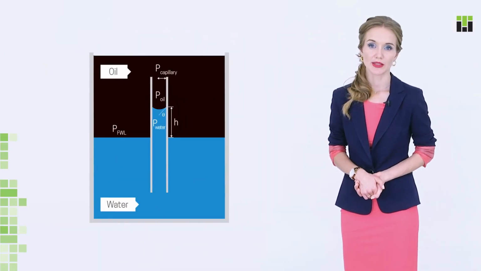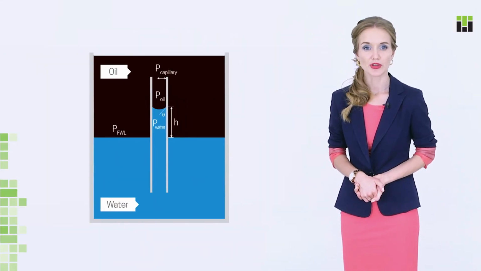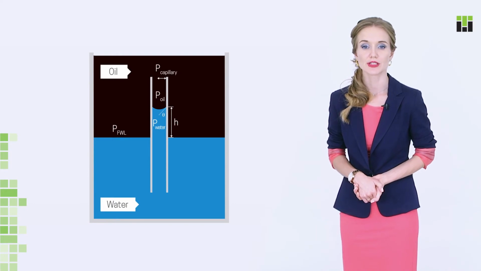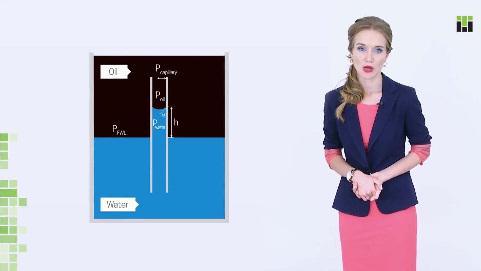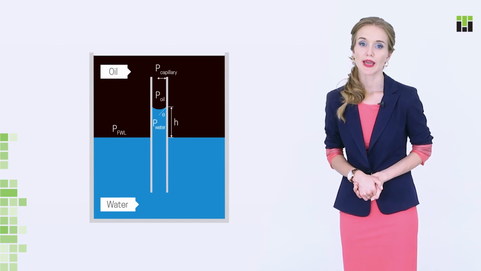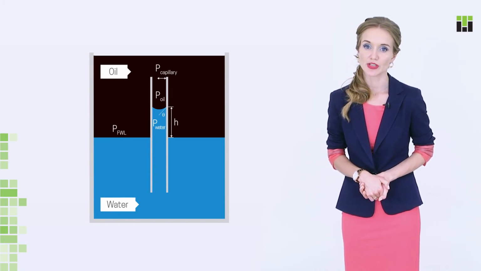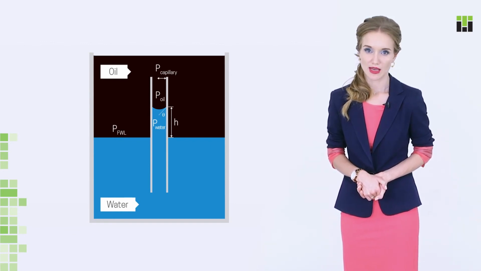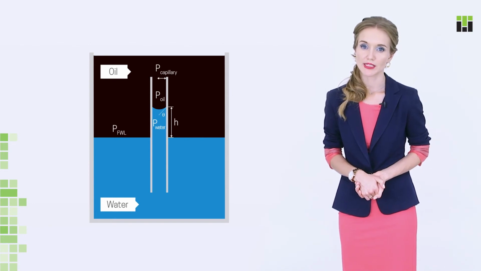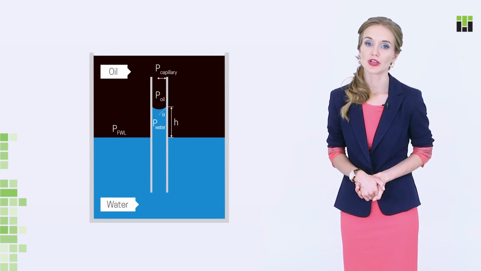Now, on to capillary pressure. Capillary pressure is determined as a pressure difference on the boundary between two immiscible fluids. If you know the wettability of the system, we can describe capillary pressure as the pressure difference between the wetting and non-wetting phase. Thus, for the oil-water system, when the rock is water-wet, we can express capillary pressure the following way.